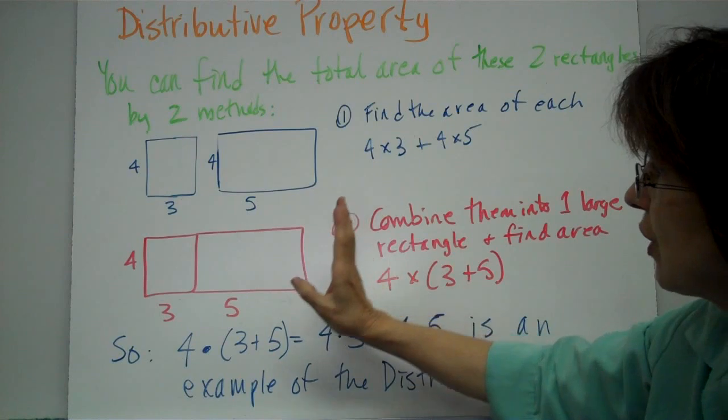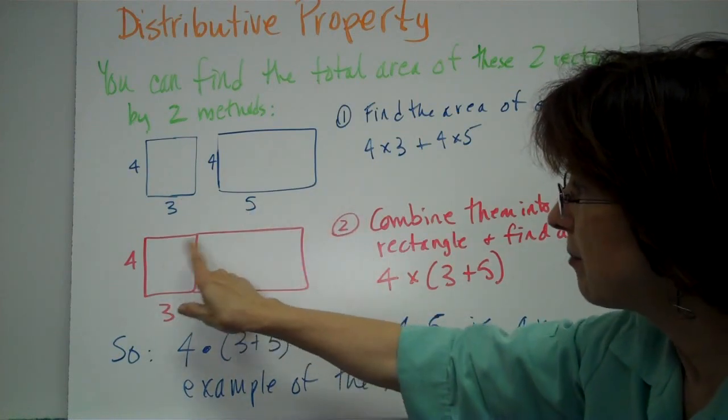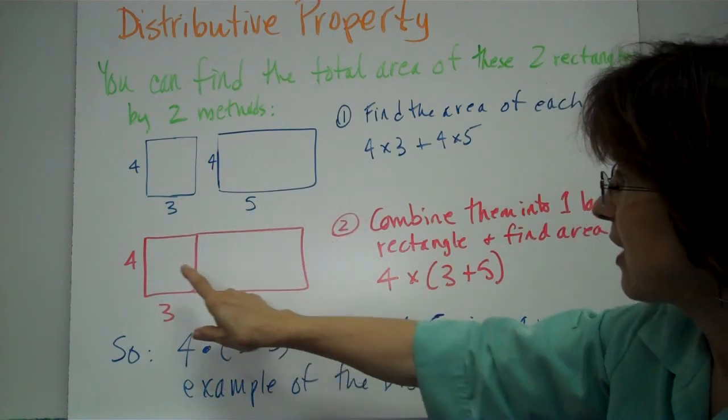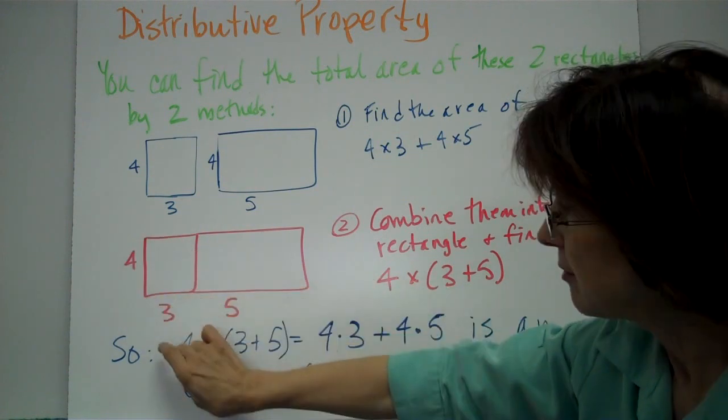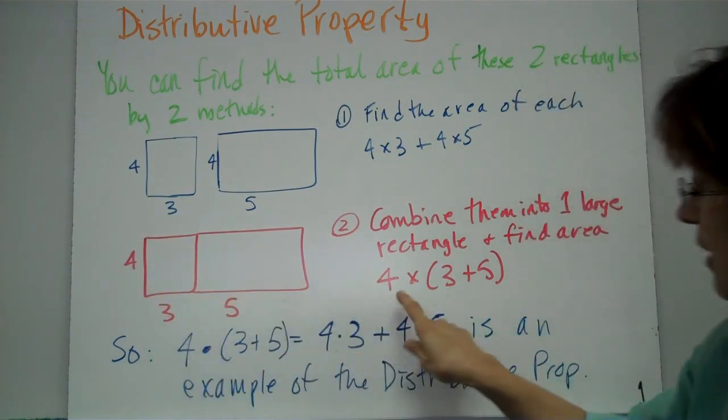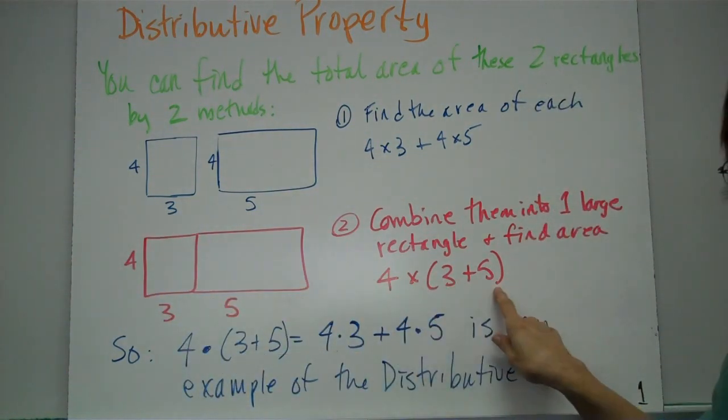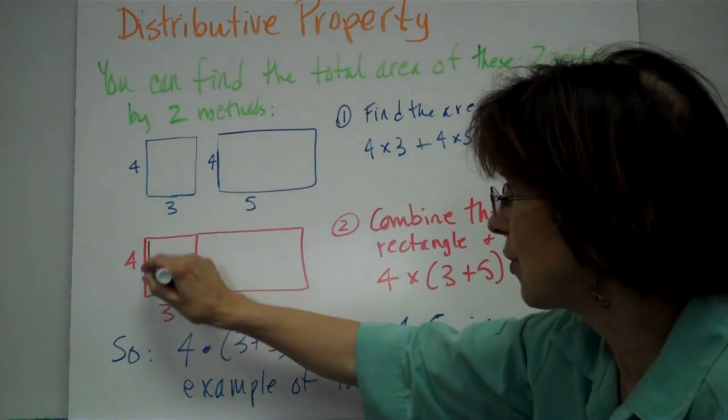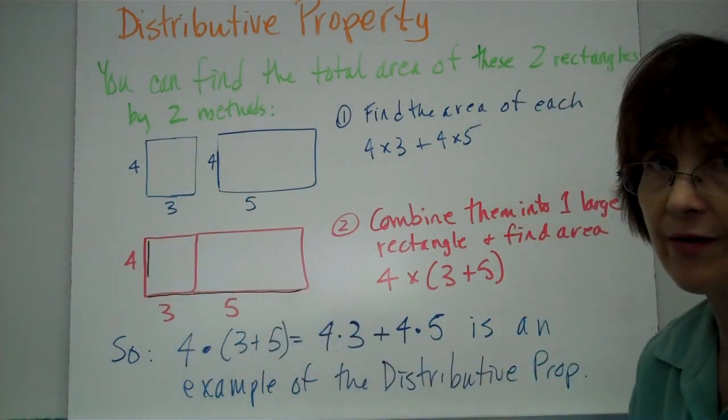Or you could just shove it over a little bit and make one big rectangle. This time you'd have 4, the length, times the width, which would be the 3 plus 5. So you'd have 4 times 3 plus 5. You'd have this 4 and then this whole 3 plus 5.